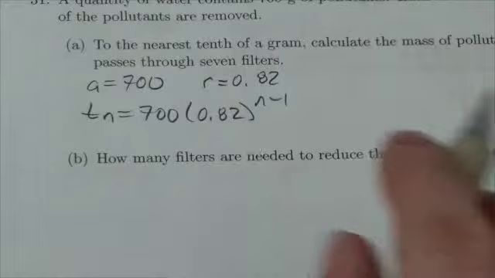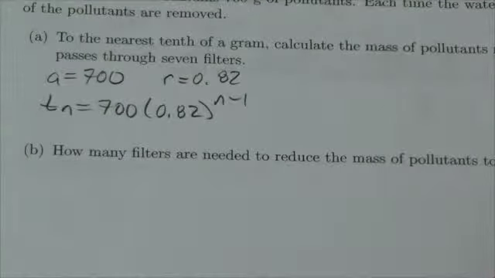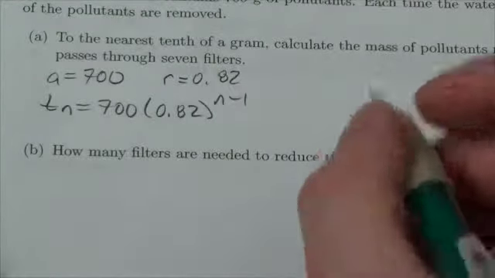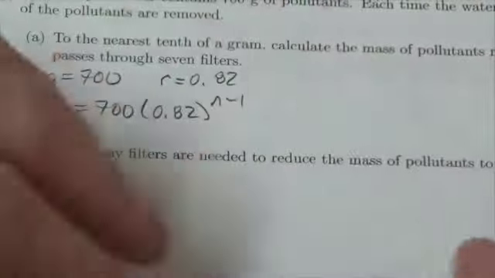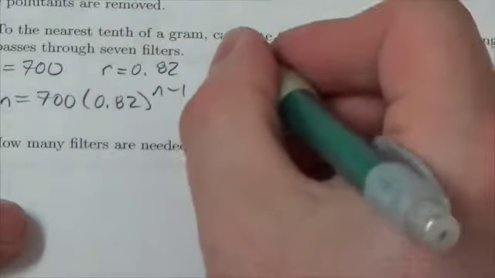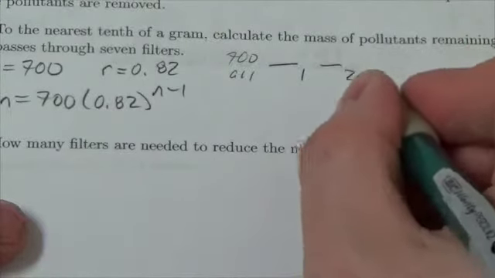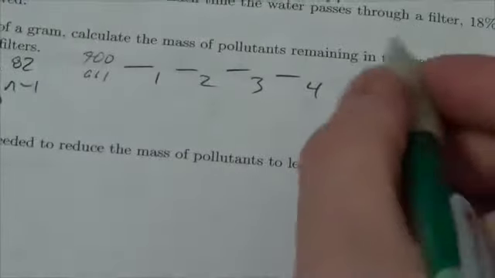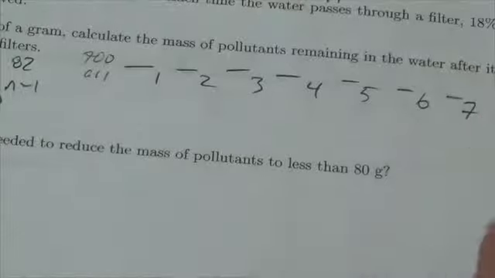Now in this case, once again, we have to be a little bit careful with the value of n, as if you're thinking back to that previous question, question 30. Here's the water coming in, so it's got all of it, so 700. Then it passes through 1 filter, 2 filters, 3 filters, 4 filters, 5 filters, 6 filters, 7 filters to come out at the end.